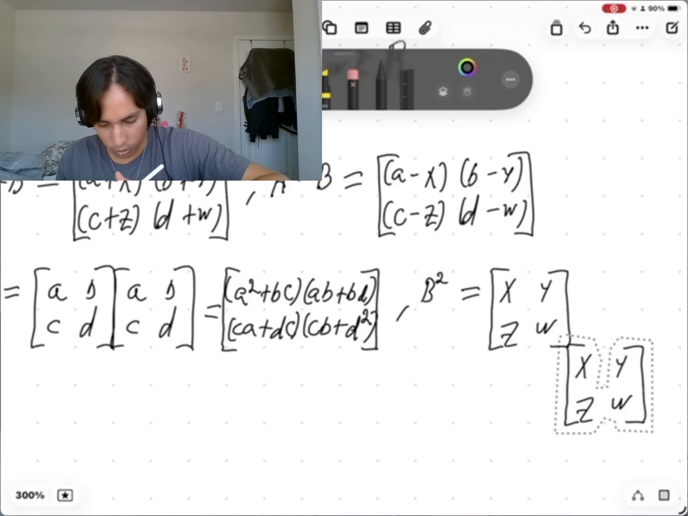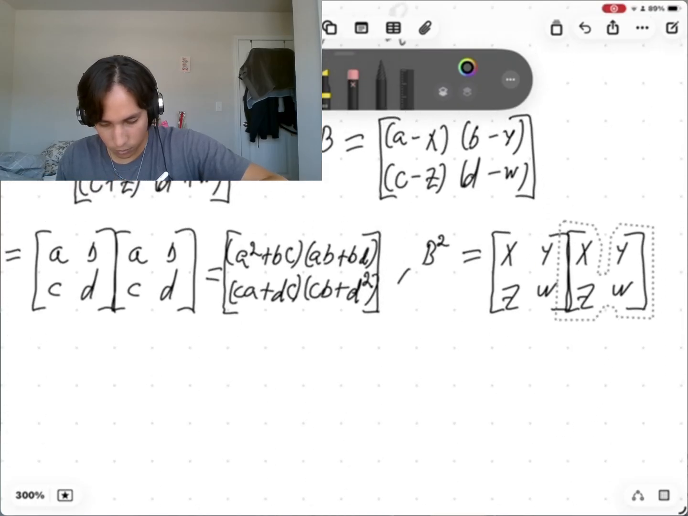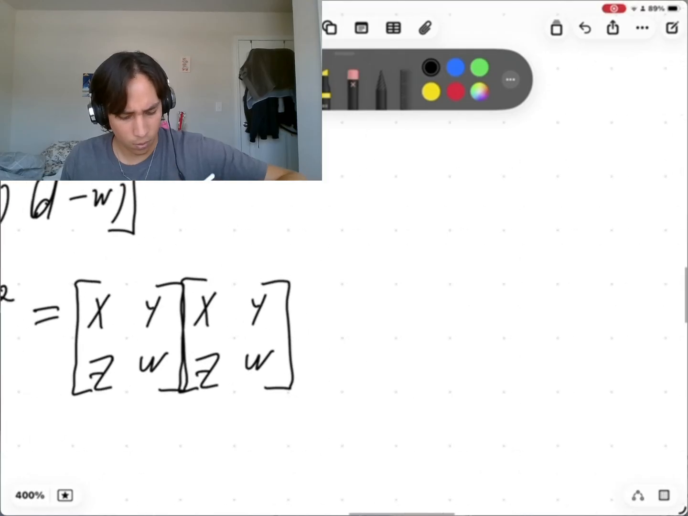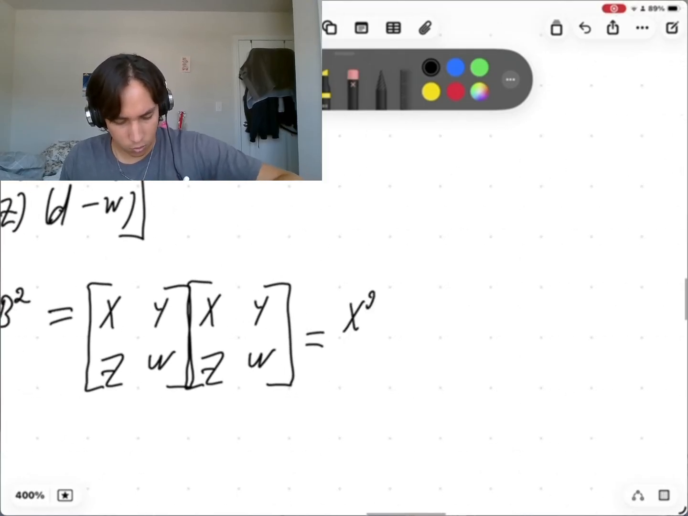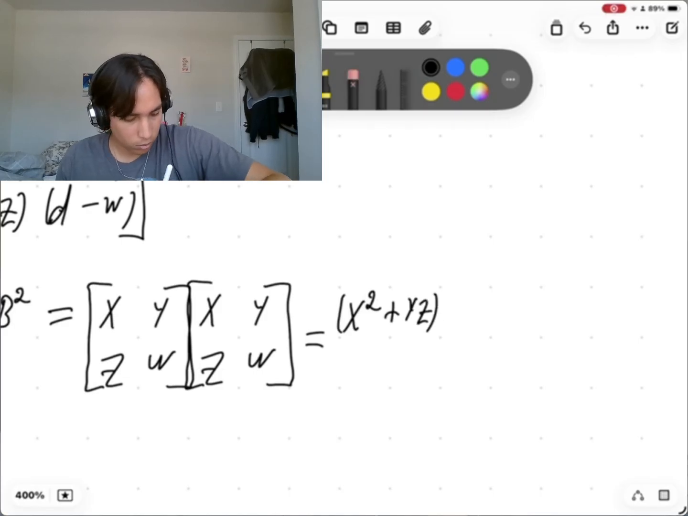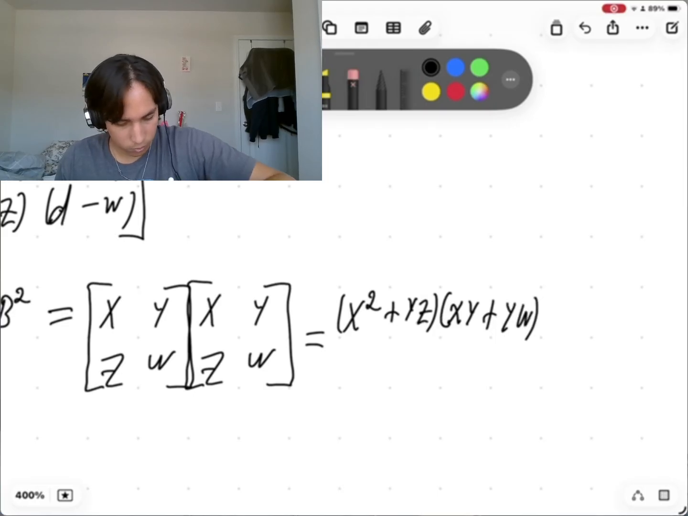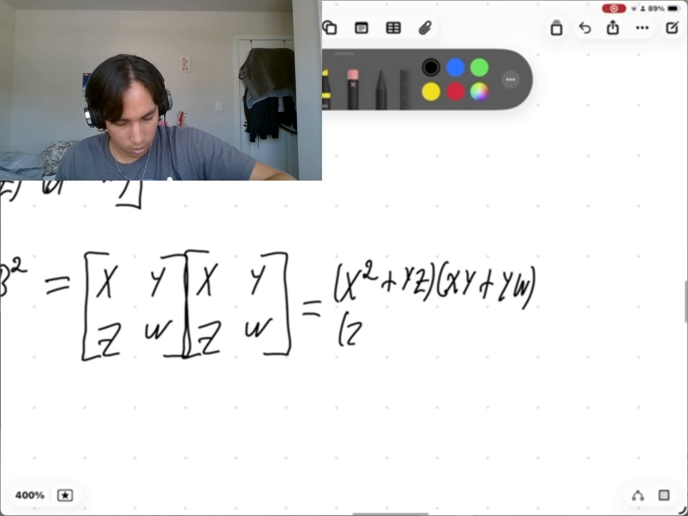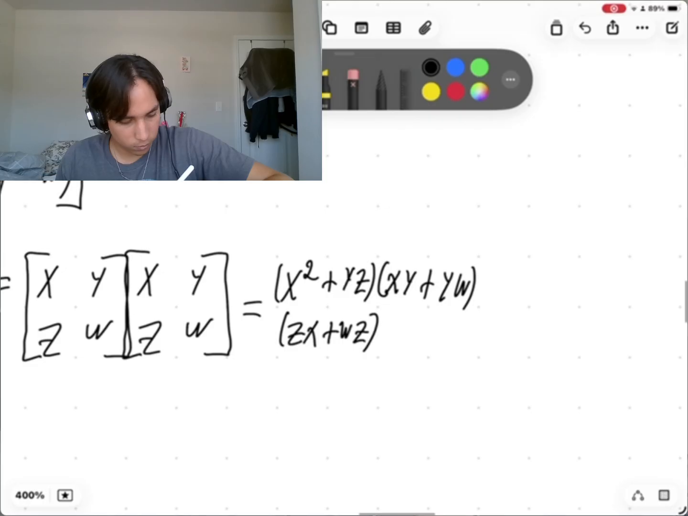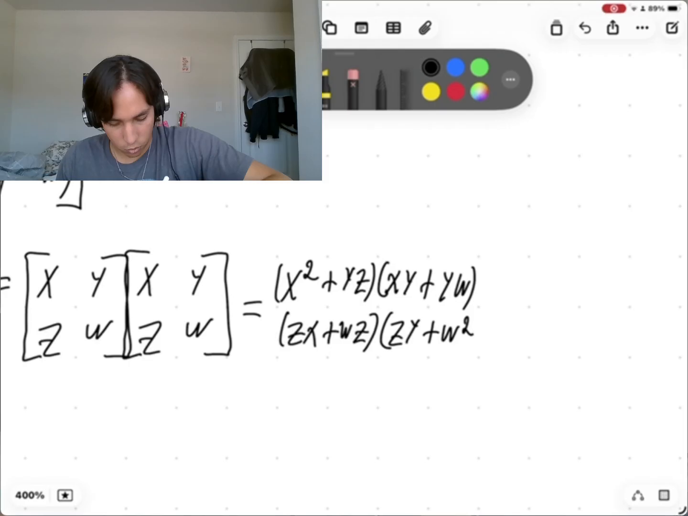Alright, duplicate. There we go. So this is x squared plus yz, and then xy plus yw, and then zx plus wz, and then zy plus w squared.